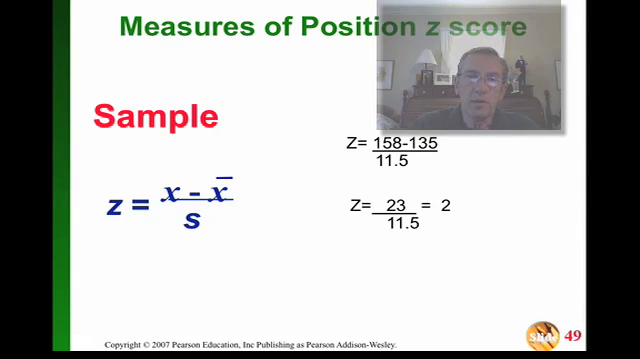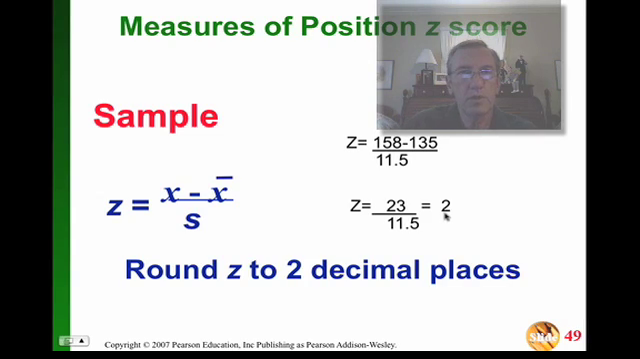Now I've got another score. I've upped it some to 158. So I've got an x value there at 158, subtract 135, divided by 11.5. 23 divided by 11.5 equals 2. So relative to that average, the value of 158 divides evenly with the standard deviation of 11.5 two times. So this, relatively speaking, is 2 standard deviations away from the mean.